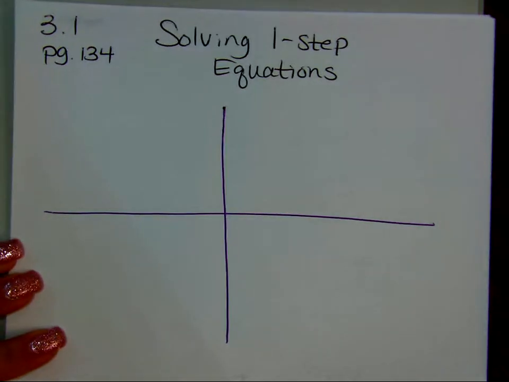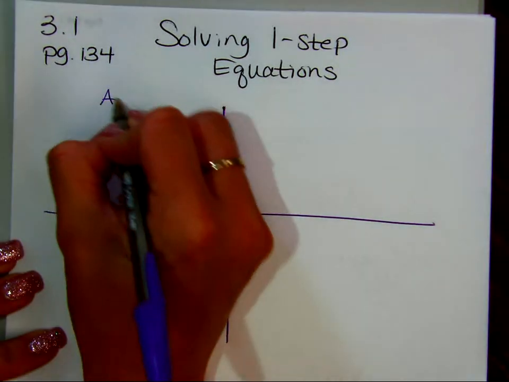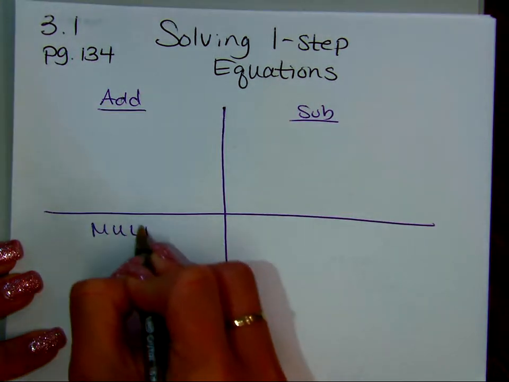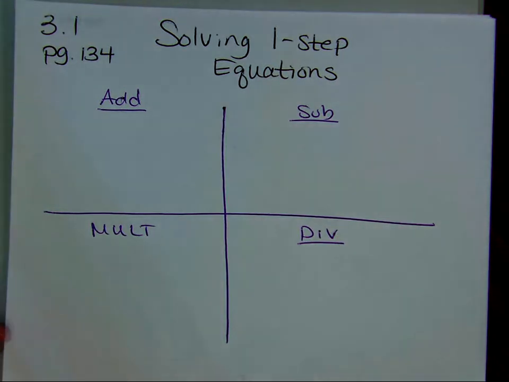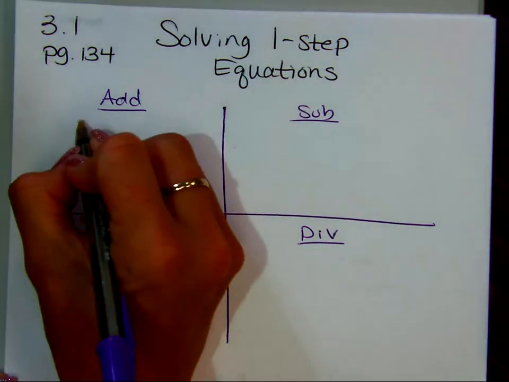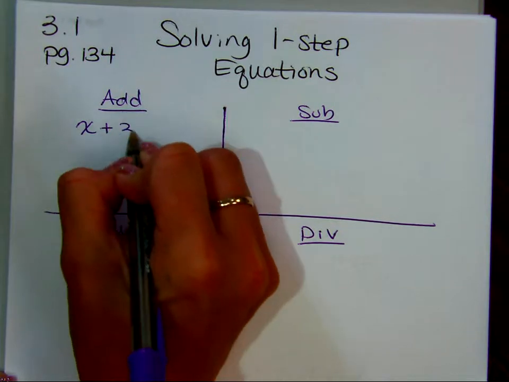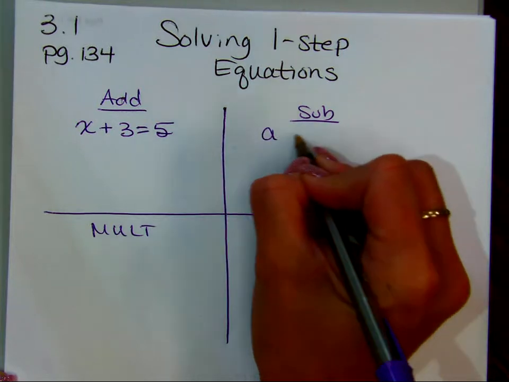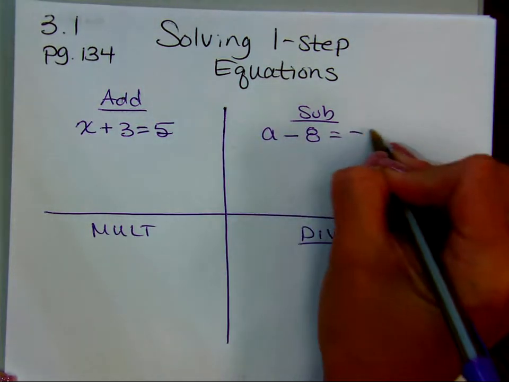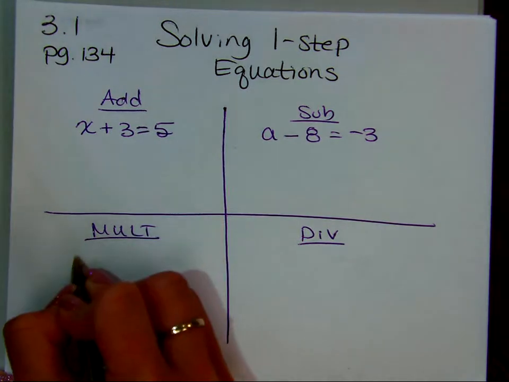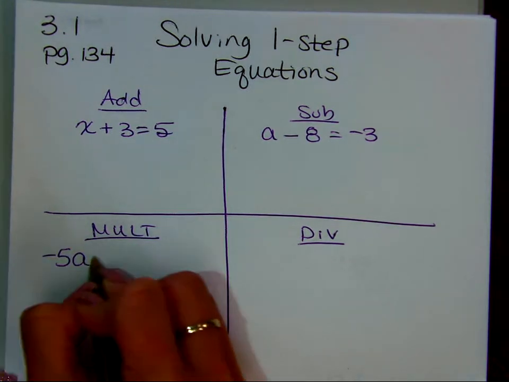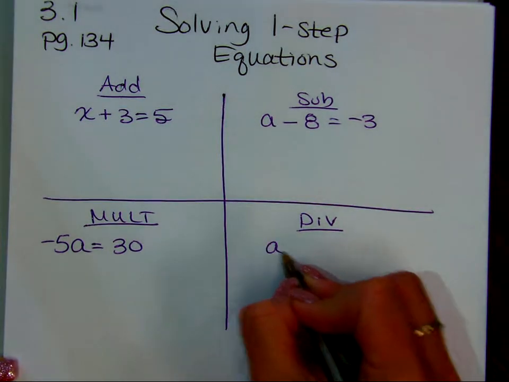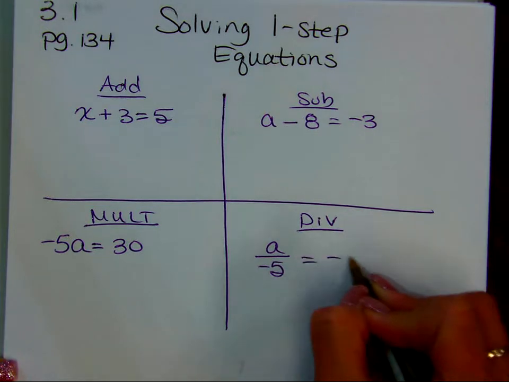So we're going to start by doing all four right away. We're going to do the addition equations here, subtraction here, multiplication, and division. So these are the four basic operations. An addition equation means that you're taking the variable and adding something to it. A subtraction equation means take the variable and subtract something from it. A multiplication equation means take the variable and multiply it by something. And a division equation would mean take the variable and divide it by something.